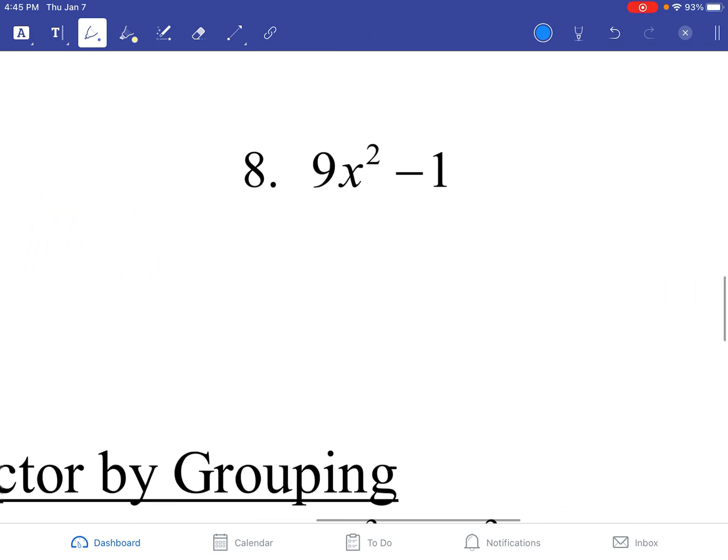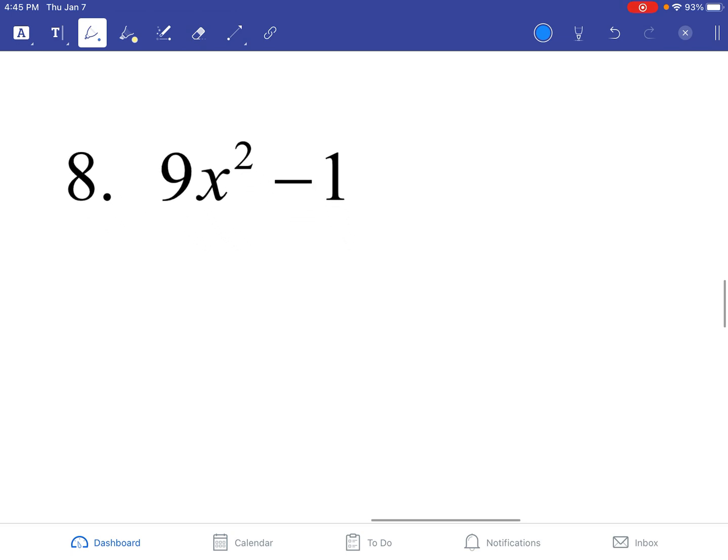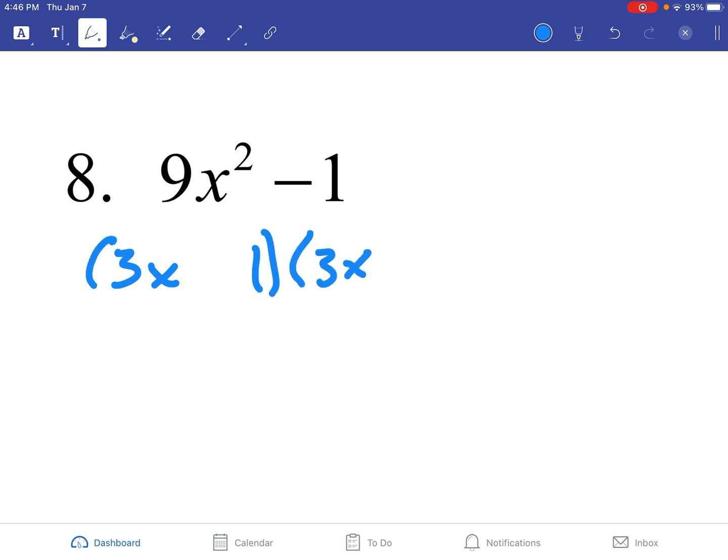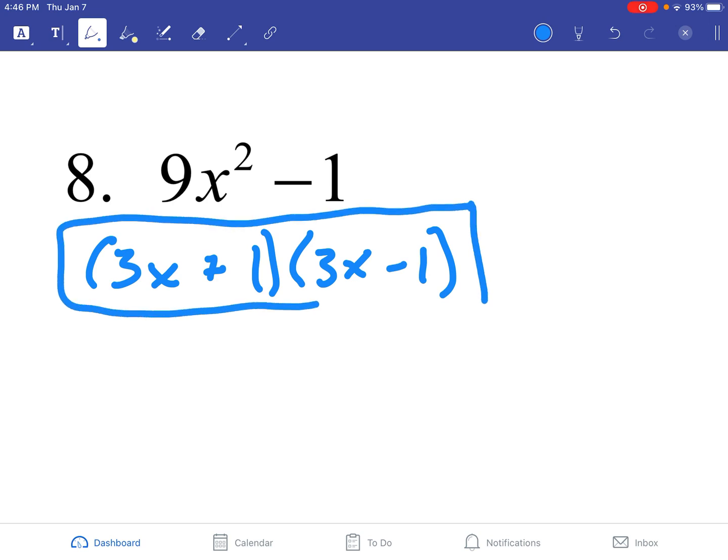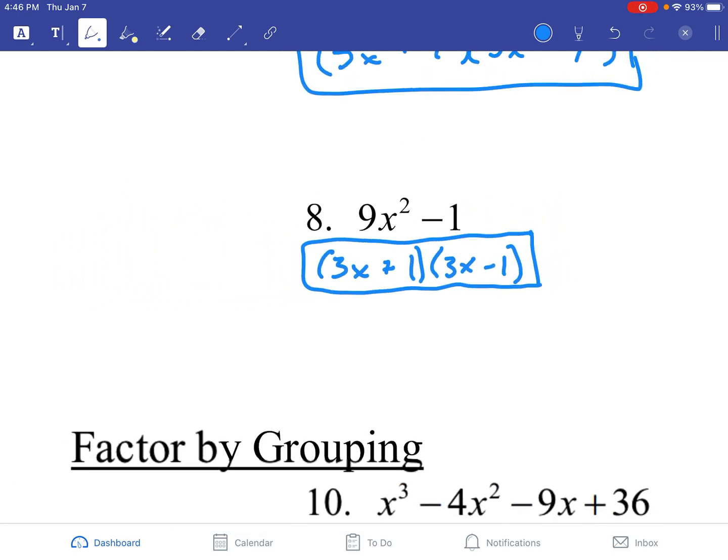All right, and lastly, we have number 8. So we already saw 9 is a perfect square for 3, so we have 3x. And then 1 is kind of tricky because, well, 1 times 1 is 1. So you can just put down 1 as the number. So we got 3x plus 1 and 3x minus 1. All right, and that's difference of two squares. Difference of two squares problems, as long as you recognize them for what they are, are generally pretty simple.